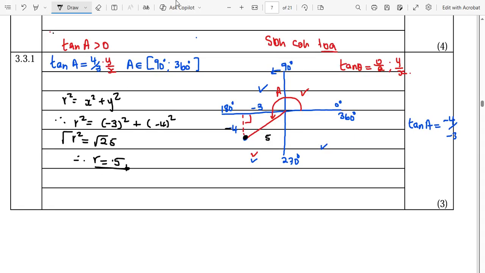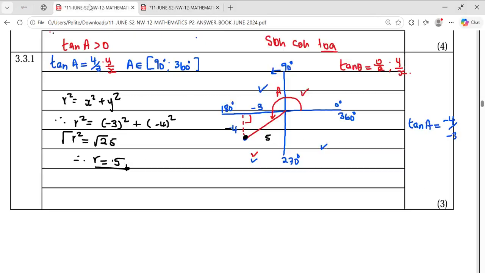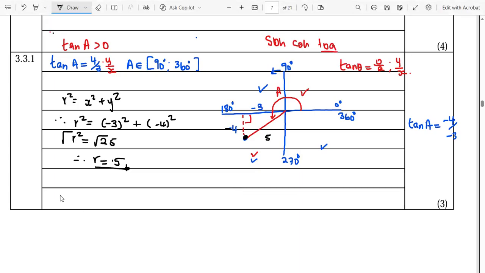Let's go back and see what the question is saying. Use the diagram to determine the following. The sin A. Now we can find sin A. Sin is opposite over hypotenuse. My opposite is the y value, which is minus 4, over hypotenuse, which is 5. That's the sin of A. It's minus 4 over 5.